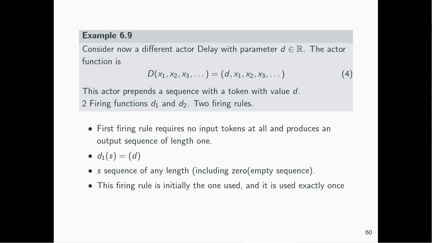Okay, so we will take a quick look at an example, and then we will move to synchronous data flow. We will talk about a few more things in general, and then we will move to synchronous data flow. So let's look at this example. In this example, we are talking about an actor which is called a delay actor. So what is a delay actor?